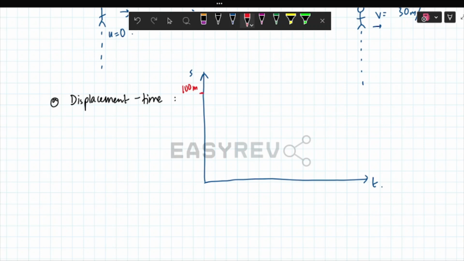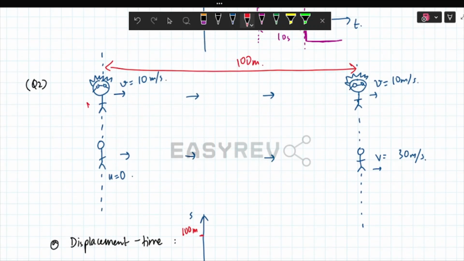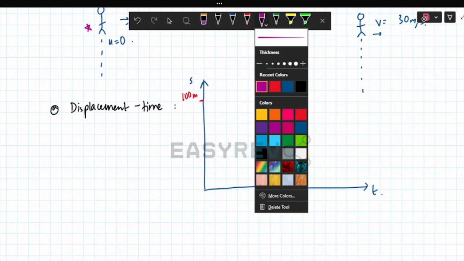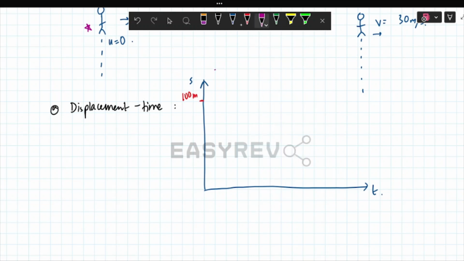Now the red line I'll draw to represent Dr. Sal's motion, and the purple line I'll draw to represent Tufi's motion. Now when it comes to the 100 meters that Dr. Sal has to cover, he has to cover them from the starting point 0 all the way up to 100 meters. And let's suppose this has taken some time duration.